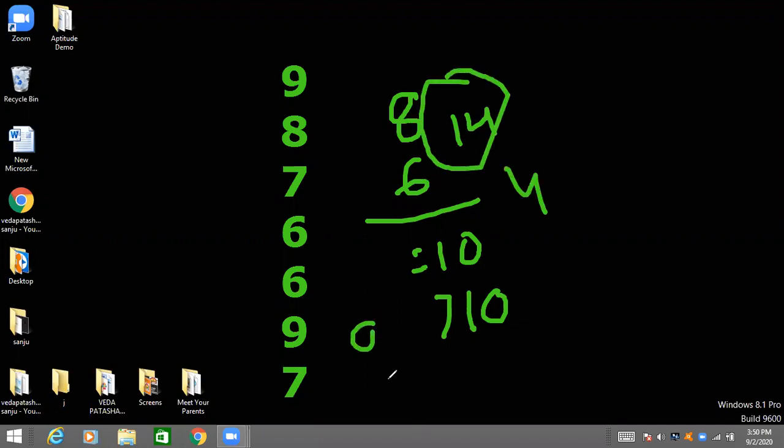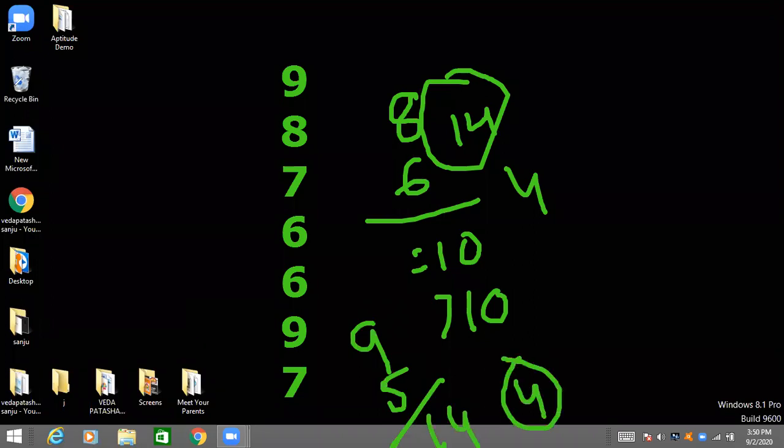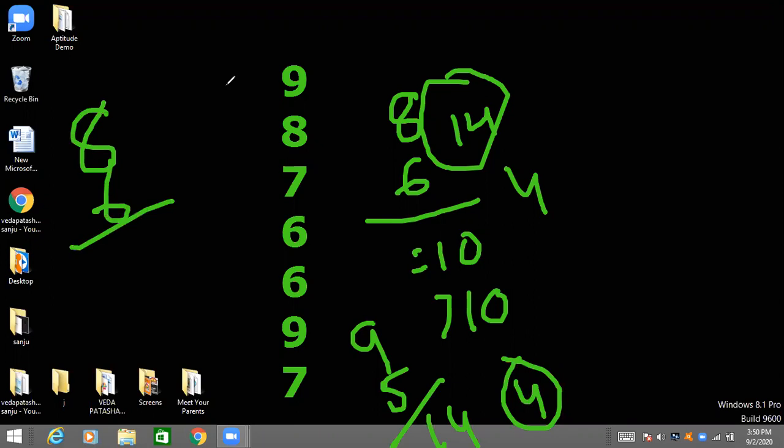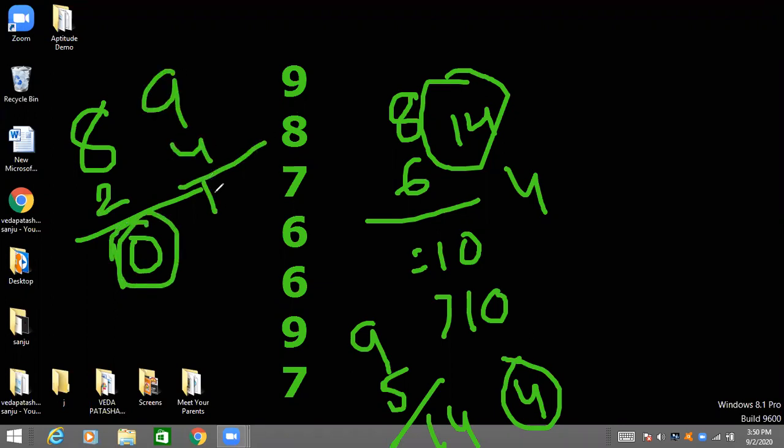For example, 9 plus 5 is 14. You need to tell only 4. Oh, sorry, I'm taking only the 14 example every time. 8 plus 2 is 10. You have to tell only 0. 9 plus 4 is 13. It is 13, but you have to tell only 3.